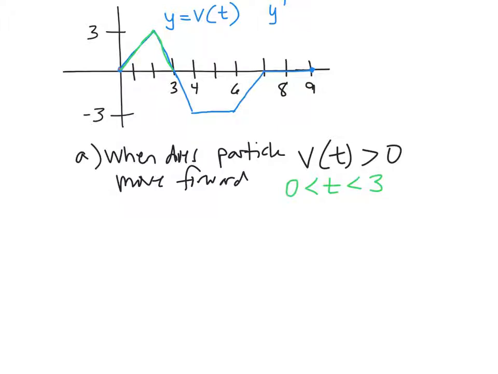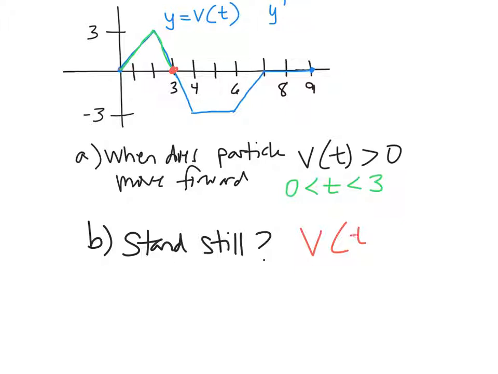All right, second question. Letter B. When are you standing still? Yeah. Okay, good. You guys are good. So you stand still when the velocity is 0. Okay? So when v of t is equal to 0, that's when you're standing still. You're not going anywhere. Velocity is like a speed. So you stand still at t equals 3, and then you stand still from 7 to 8.